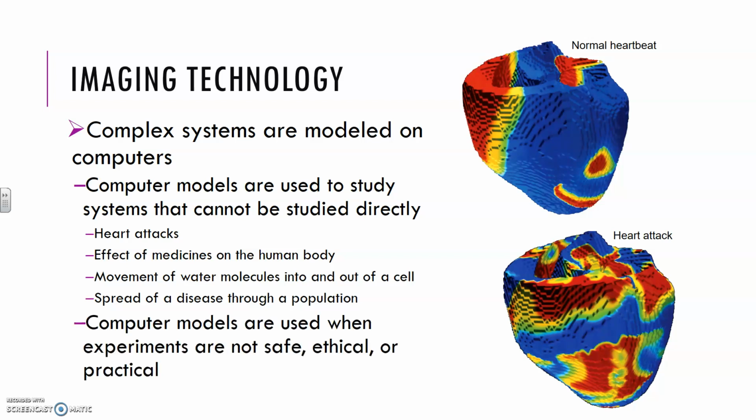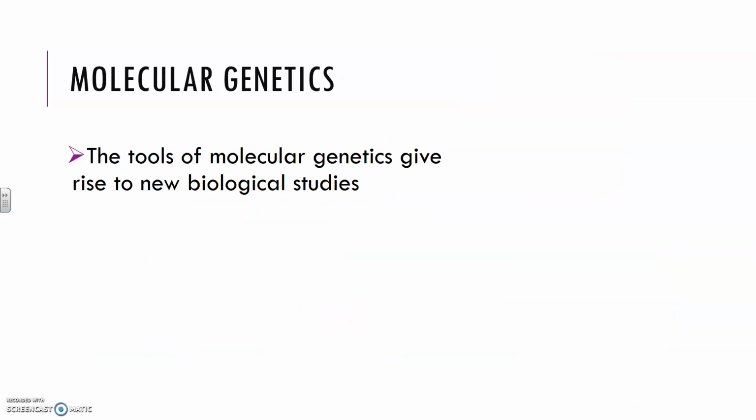So computer models are used when experiments are either not safe, ethical, or practical to do on the actual subject. You're not going to basically rip someone's heart out just to see the contractions in a heart attack, because that would be weird, first off. Secondly, you would kill the person. And third, once you disconnect the heart from the rest of the body, you're not going to get very many contractions. So, that kind of thing.